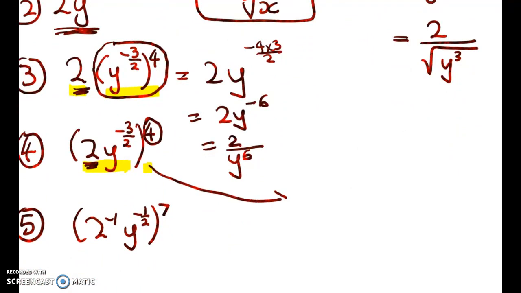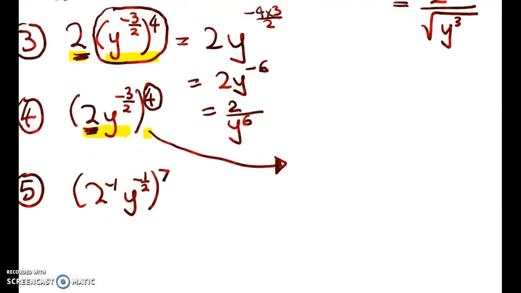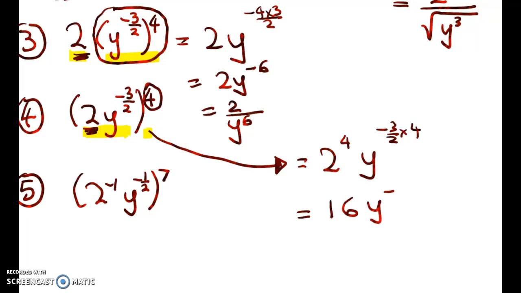There we go. So this is equal to 2 to the power of 4 times, as before, y to the negative 3 over 2 times 4, which gives me 16 y to the negative 6. 16 divided by y to the 6. So just make sure that you can see why this one here has got a 2 in it, and this one here has got a 16 in it.